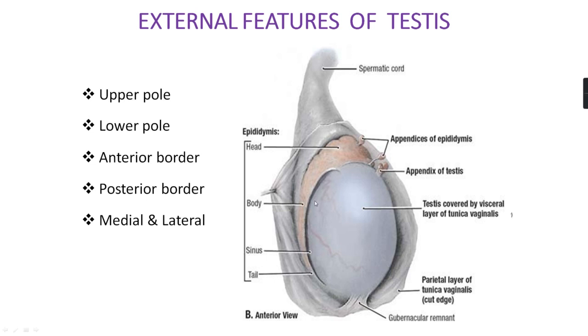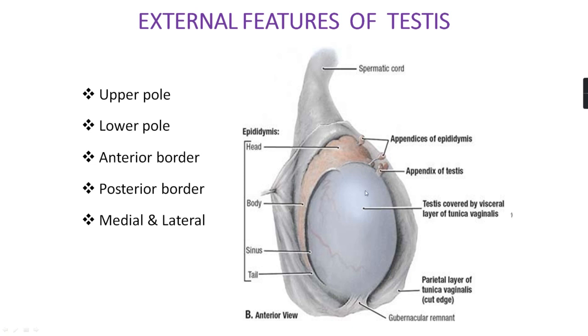So when you hold the testis in your hand, first you have to see that the spermatic cord should be on the upper aspect, and the sinus of epididymis that lies between the epididymis and the testis should be on the posterior as well as the lateral aspect. Okay, now the medial and lateral surfaces are convex and smooth.